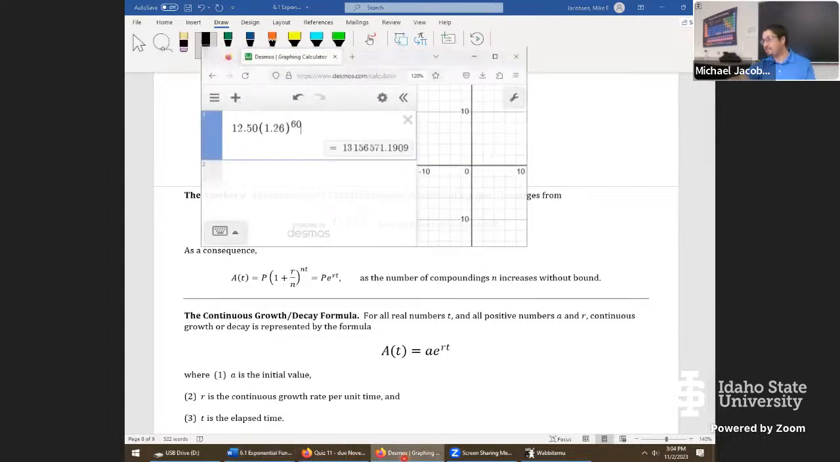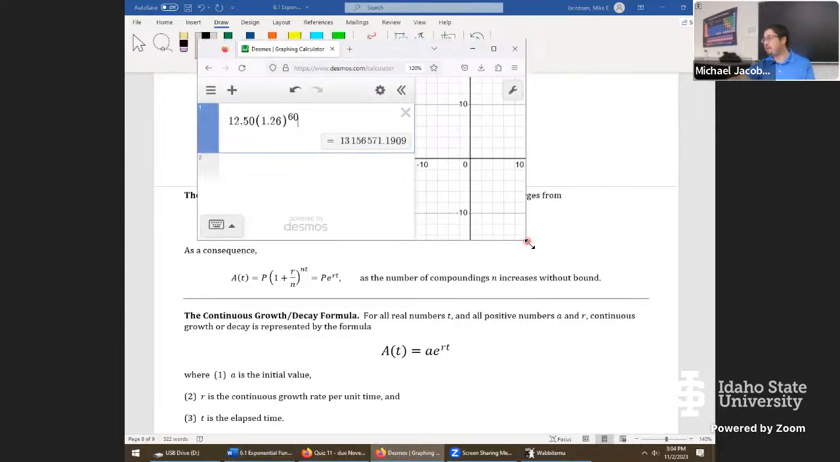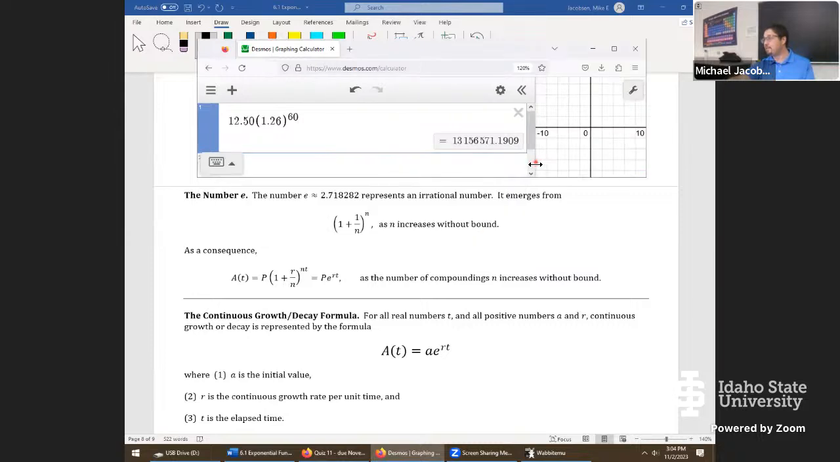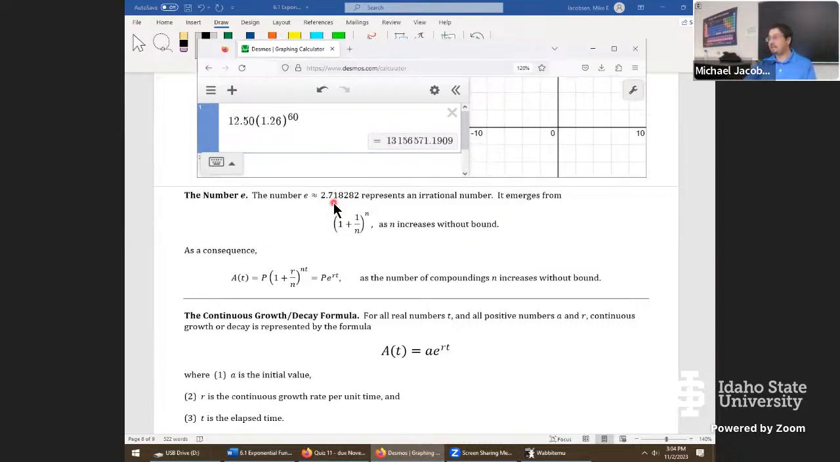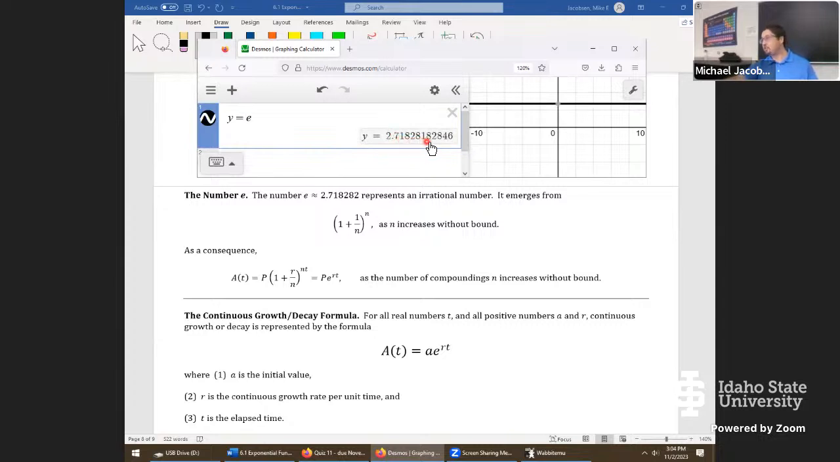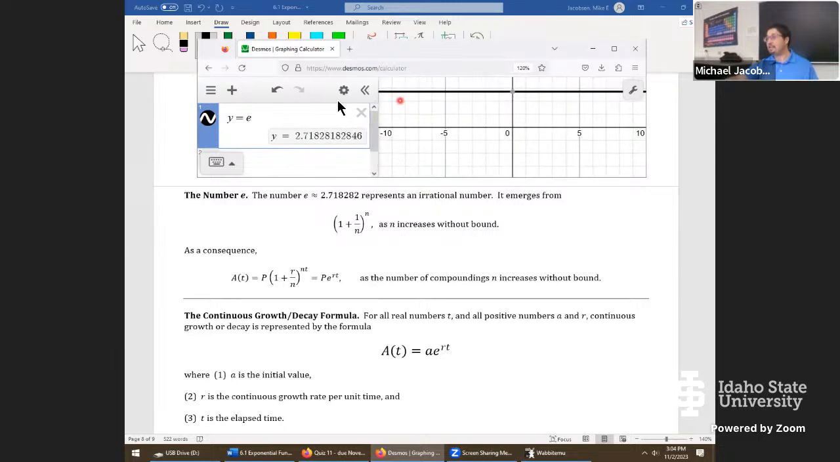Well, let's show that. On Desmos, it's a pretty fast experiment. We can put in first the number e. Let's take a look at what its value is going to be. So there's y equals e. It's 2.7182 and some change. Here on the graph, it's a constant function right at that height, and it becomes a horizontal asymptote for us.